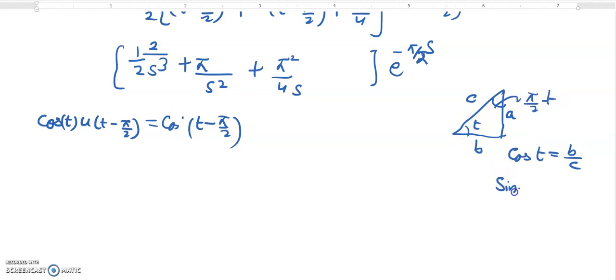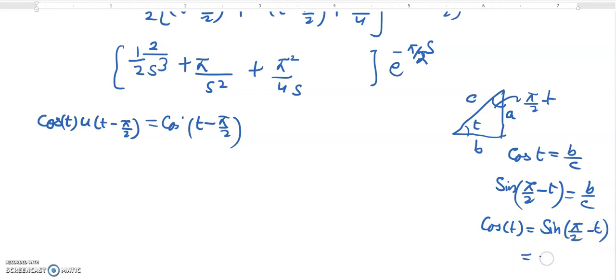So sine of pi by 2 minus t will also be b over c, right? So it means that cosine of t is equal to sine of pi by 2 minus t, or in other words, cosine of t is equal to minus sine of t minus pi by 2, because we know that sine of pi by 2 minus t is equal to minus sine of t minus pi by 2. This we can even verify.